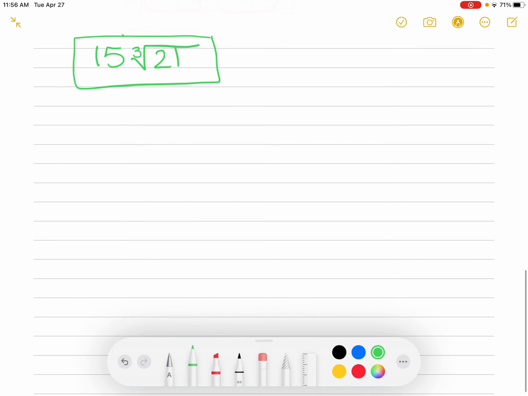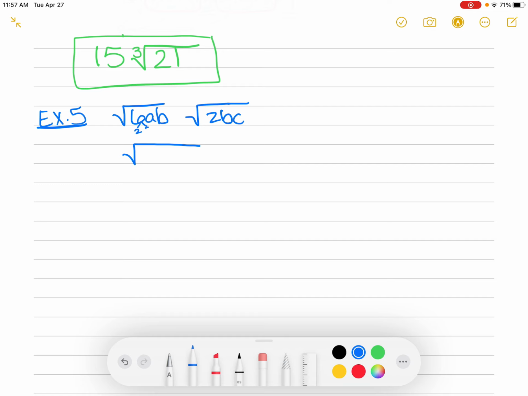Okay, so example 5. We have multiplied the square root of 6ab times the square root of 2bc. So this one's a little bit different because it has variables now. So I'm going to put it all together, and I'm going to do this a little bit different just to show you something. Okay, 6 I know is 2 times 3, right? So I have 2 times 2 times 3 all inside of here.